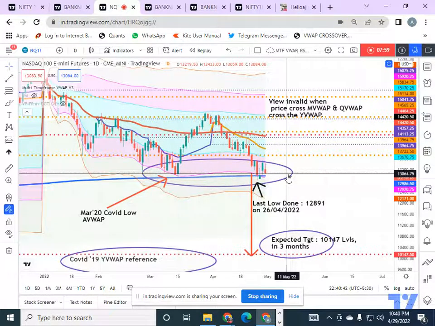Last but not least, anything can happen in the market, as per the Mark Douglas quote. So risk management and position sizing matter.